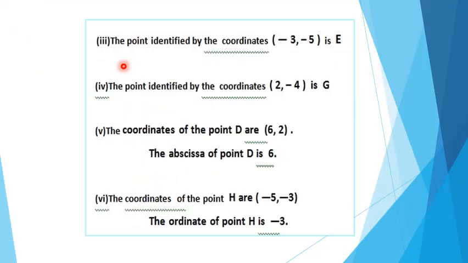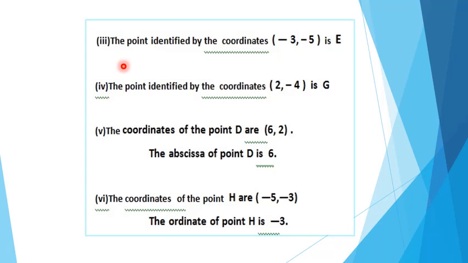Question number 3. The point identified by the coordinates minus 3, minus 5. Here, minus 3 is the x-coordinate and minus 5 is the y-coordinate. The point identified by the coordinates minus 3, minus 5 is point E. The fourth one, the point identified by the coordinates 2, minus 4 is G.